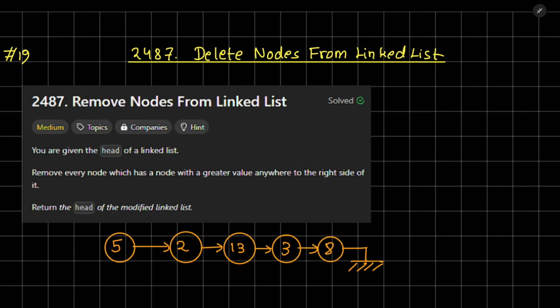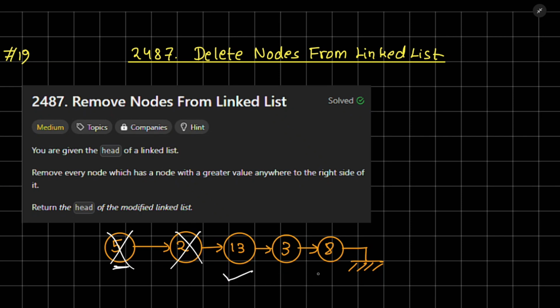What this means is that if we look at this 5, we have this 13 and this 8. Any one bigger value is sufficient. So for this 5 we have this 13, so we must remove this 5. For this 2 also we have this 13, so we remove 2. For this 13 we have no such number in front of it that is greater than 13, so we will have to keep this in the list.